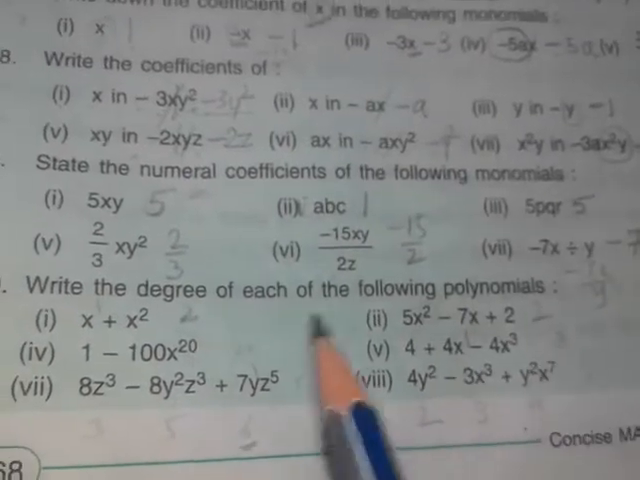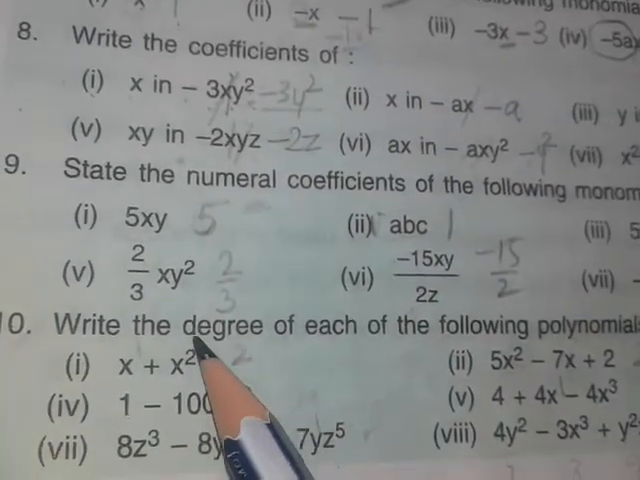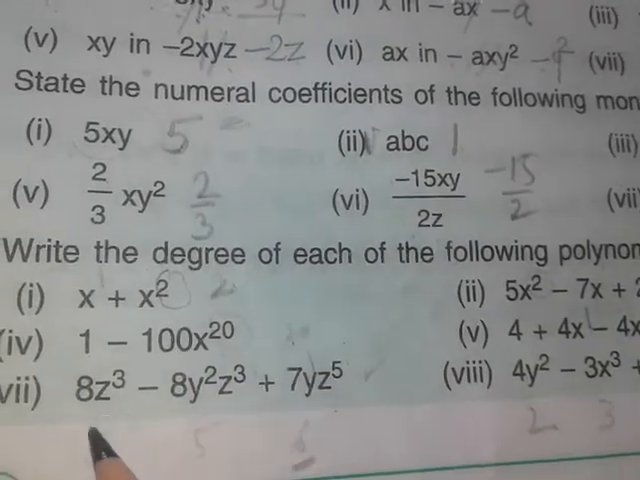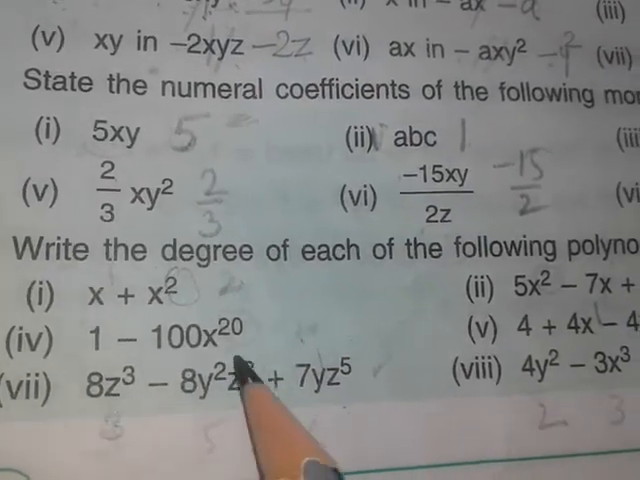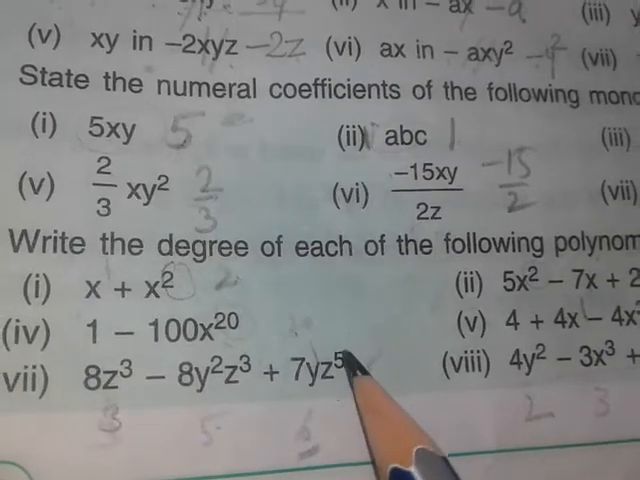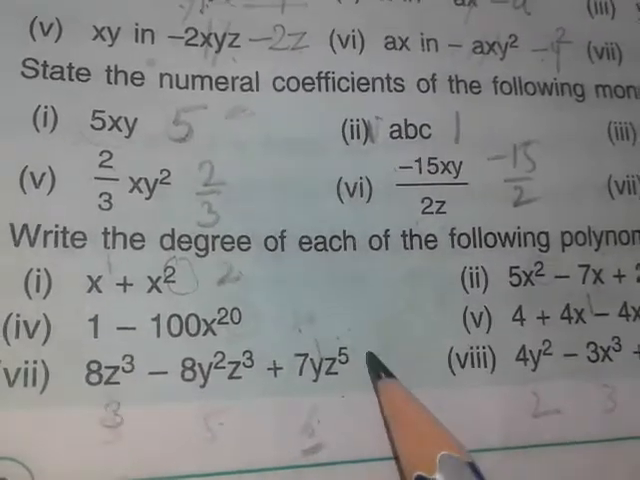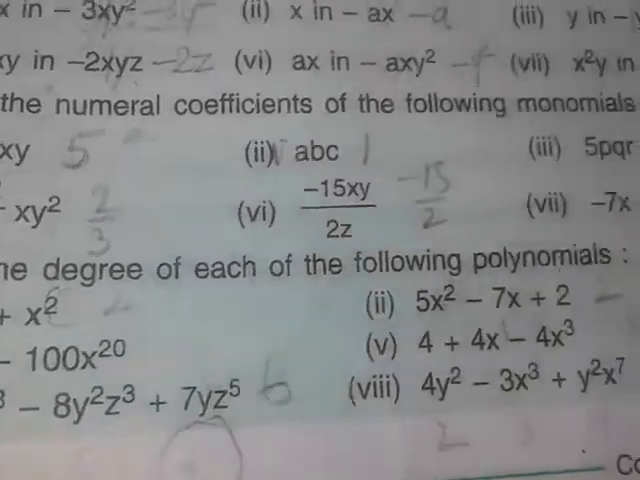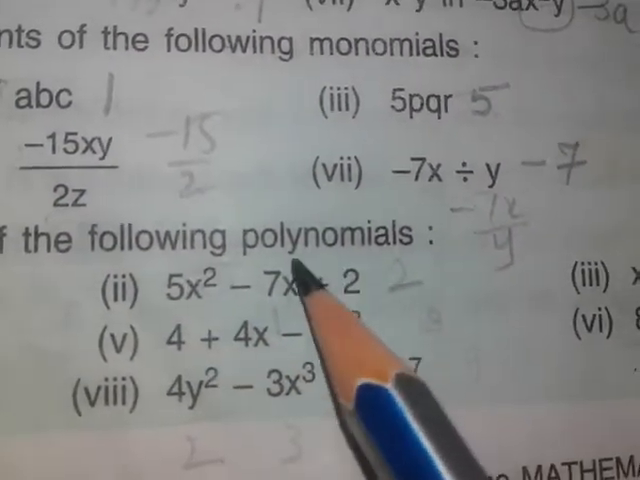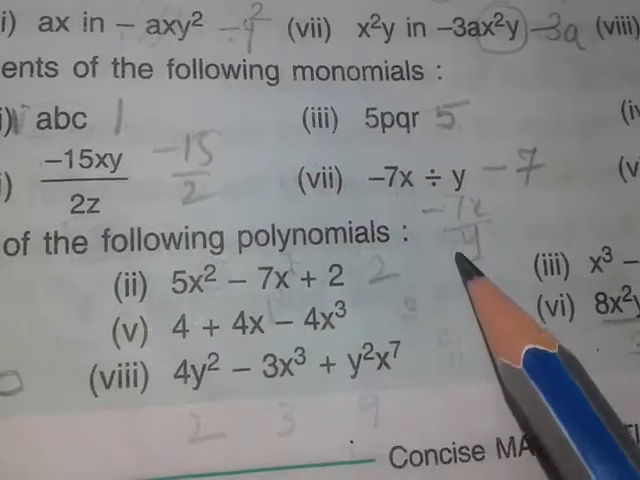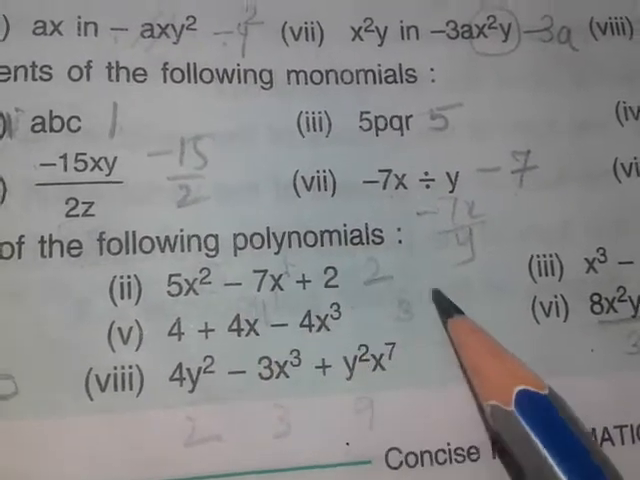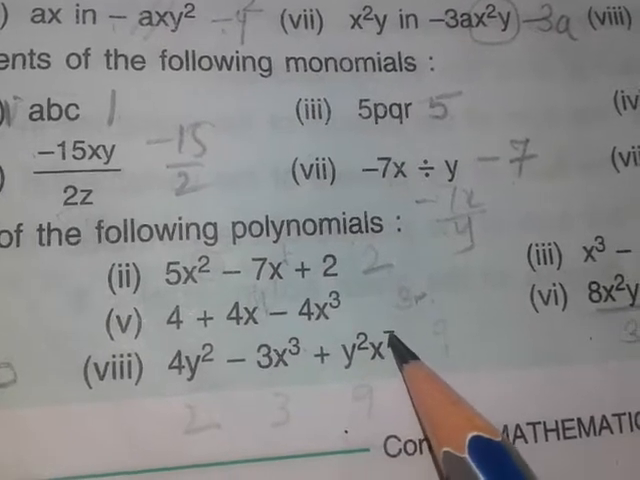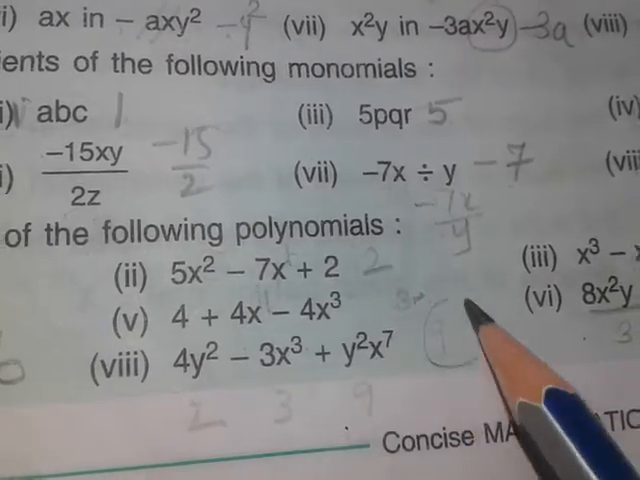Write the degree. Degree means the highest index. Okay, so 2, here 20, here z is 3, here 3 plus 2, 5 and here 5 plus 1, 6. So we say that the degree is 6 here. Okay. So here also 2, 1. So which is the degree? 2. Here 1, 3. 3 is highest. So 3. So 2x, so x 7 plus 2, 9. So 9 is the degree.